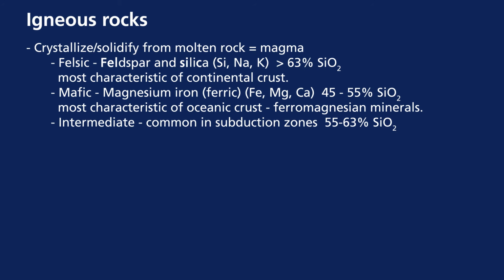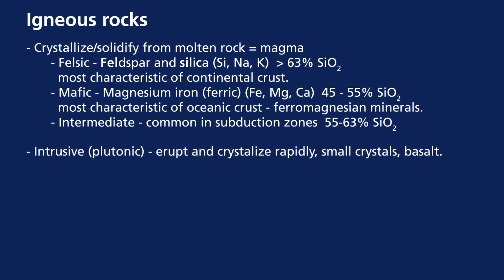Igneous rocks. So how are rocks formed? One form is igneous. Igneous rocks are formed from molten rock, or magma. If it crystallizes, it solidifies in a crystalline form. It's either felsic, which is feldspar and silica, or mafic, coming from magnesium and iron, the Ma from magnesium. Felsic is more characteristic of continental crust, and mafic is more characteristic of oceanic crust.